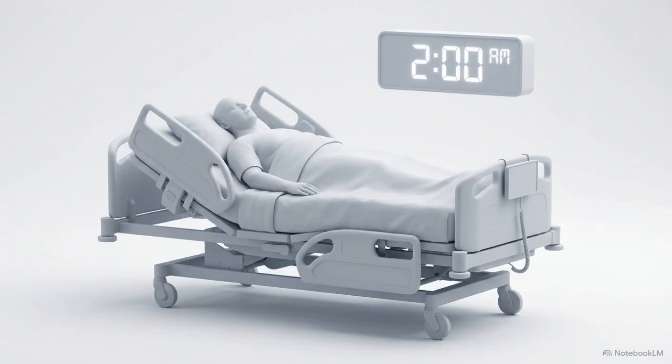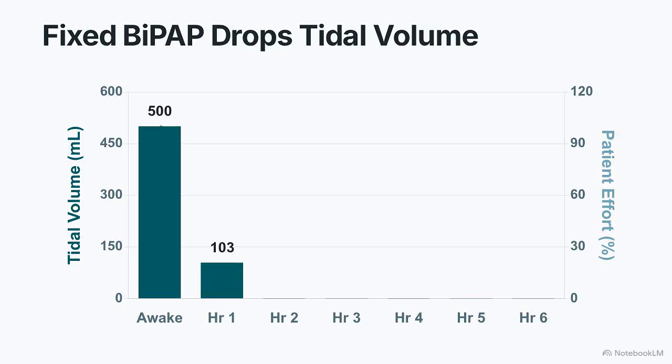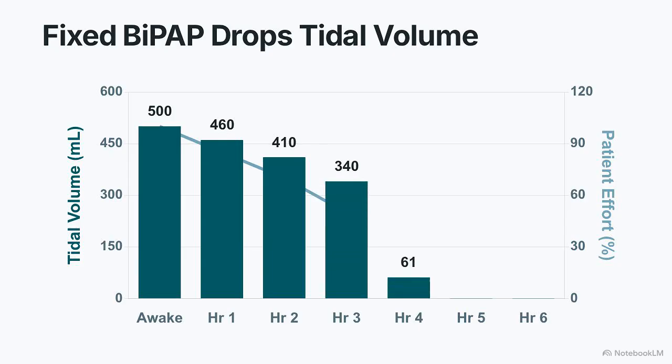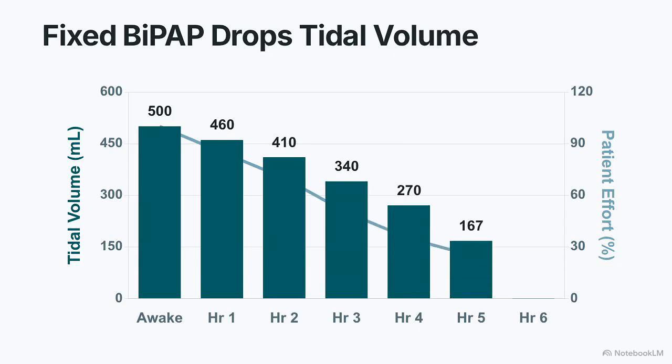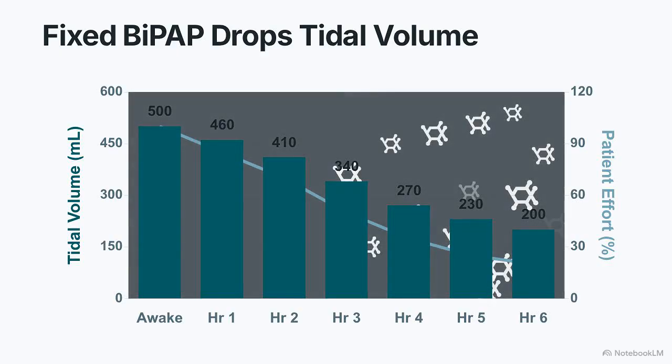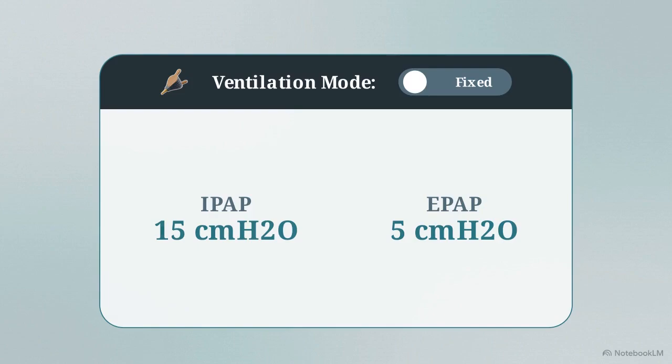Acute crashes are one problem, but chronic failure behaves differently. Take a patient with obesity hypoventilation syndrome. As they fall asleep, their physical breathing effort wanes. If they are on a fixed pressure BiPAP, their tidal volumes will progressively shrink over the night as their respiratory drive weakens, leading to dangerous CO2 retention. This is where AVAPS becomes highly effective.